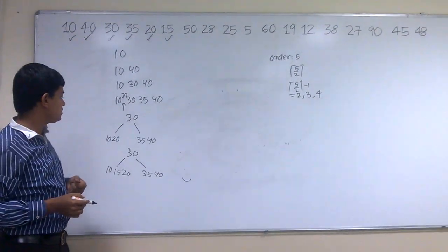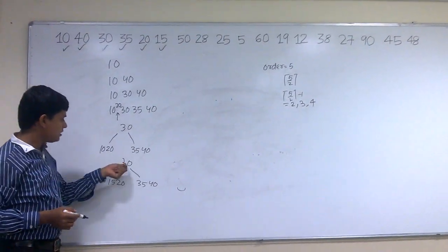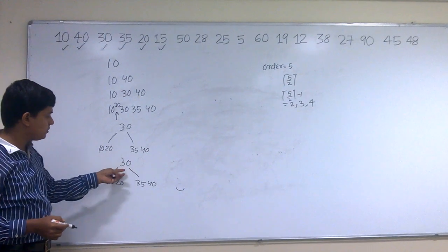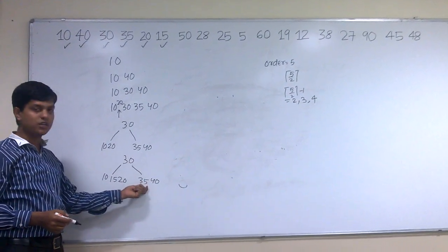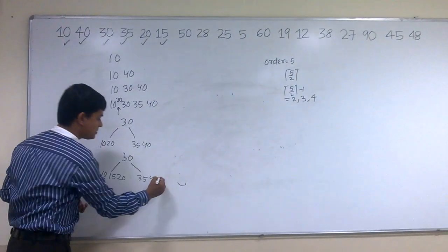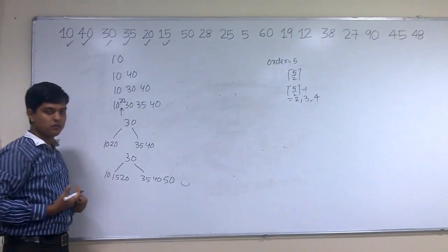Next we will go for the insertion of 50. 50 is greater than 30, so it will go to the right subtree. It is also greater than 35, 40. So we will place 50 on the right side of 40.